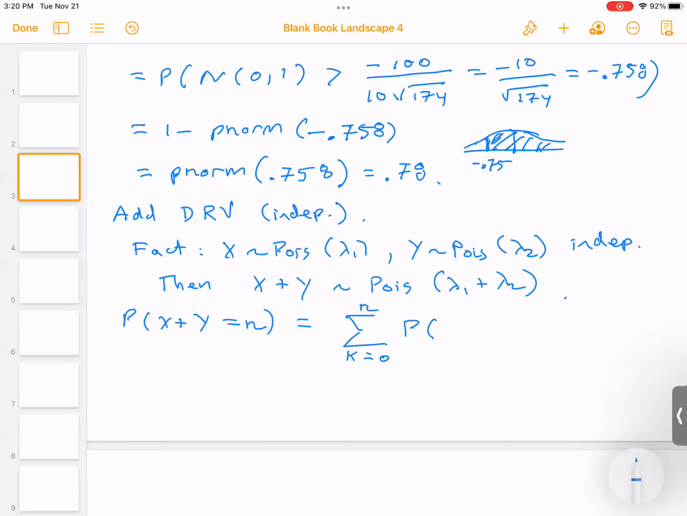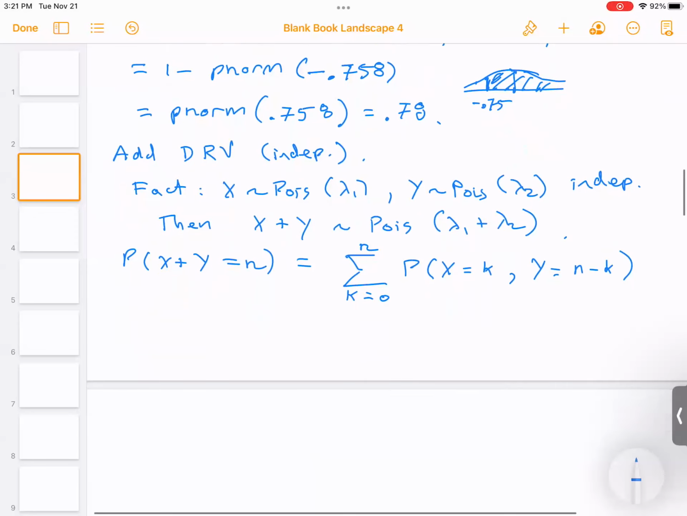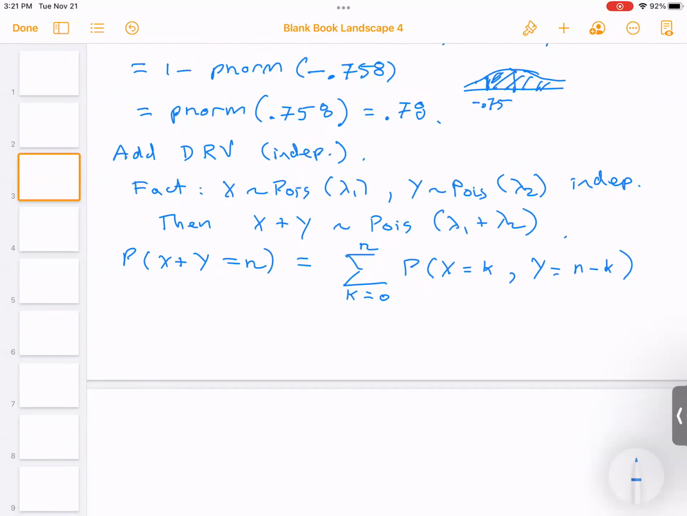So the probability X equals K, and Y equals N minus K. I want to add up these, right? Because each one is mutually exclusive, and each one is a way for X plus Y to equal N. Okay, and you can't go past N or below 0 because you can't have a negative number for these things. All right, so this should make sense. Now, this is mutually exclusive, so you could write ME there.